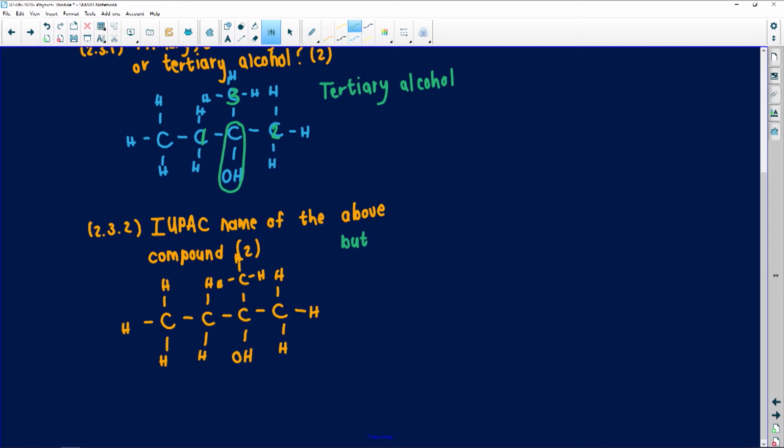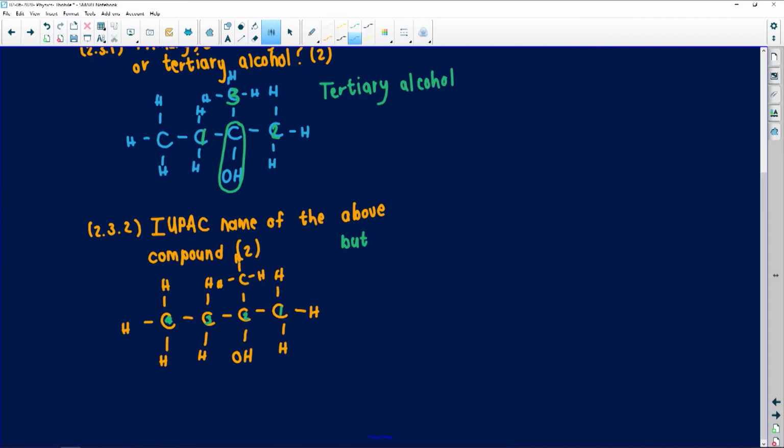So now let's see. We're going to name this 1, 2, 3, 4. Remember, your side chain and your functional group must always get the lowest number. So what do I mean by this? Look at this. If I was to number this 1, 2, 3, 4, if I numbered it in this way, my functional group and my side chain will have number 3. But if I number it in the green, 1, 2, 3, it'll take 2.